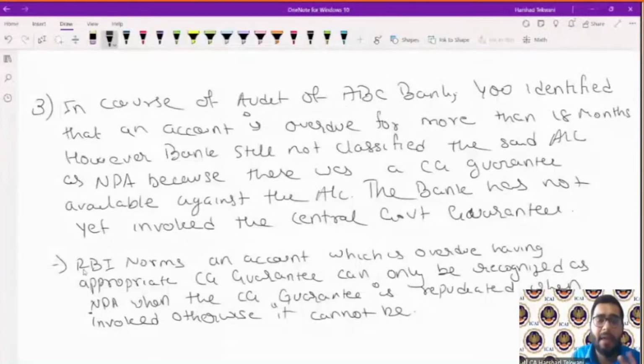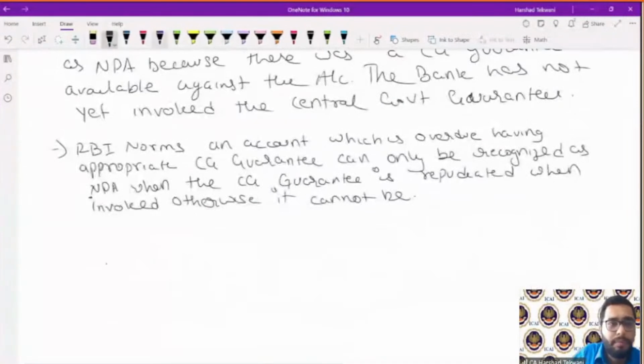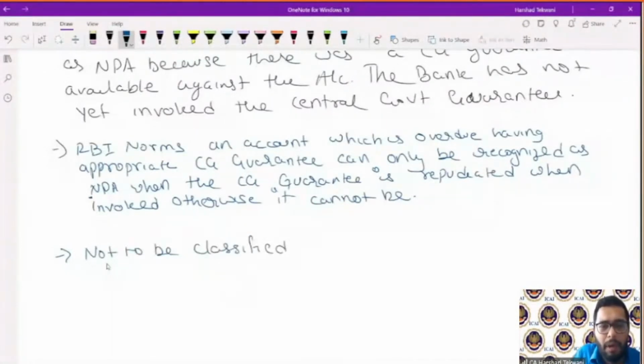And hence, in the current case, the bank has not yet invoked the central government guarantee. So there is no question of repudiation. And if there is no question of repudiation, then there is no question of classifying the account as an NPA. So not treating the account as NPA is correct. The account should not be classified as NPA.